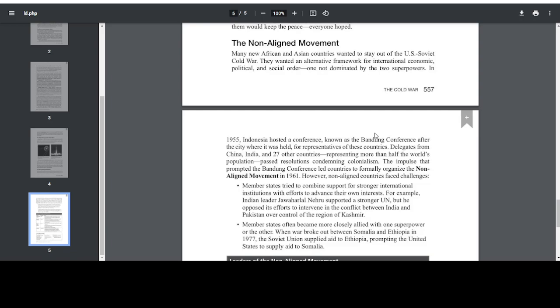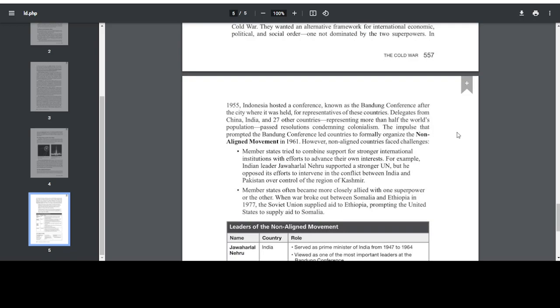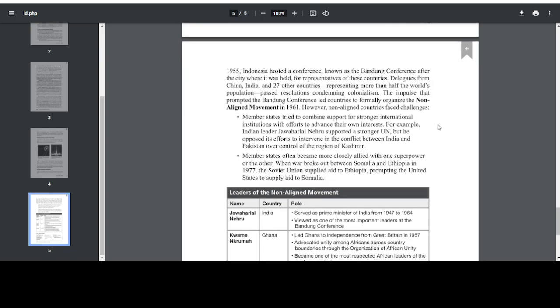Many new African and Asian countries wanted to stay out of the US-Soviet Cold War. They wanted an alternative framework for international economic, political, and social order, one not dominated by the two superpowers. In 1955, Indonesia hosted a conference known as the Bandung Conference, after the city where it was held, for representatives of these countries. Delegates from China, India, and 27 other countries, representing more than half the world's population, passed resolutions condemning colonialism. The impulse that prompted the Bandung Conference led countries to formally organize the non-aligned movement in 1961.